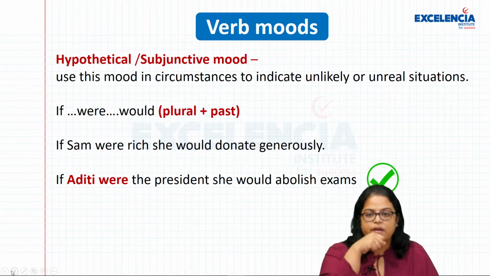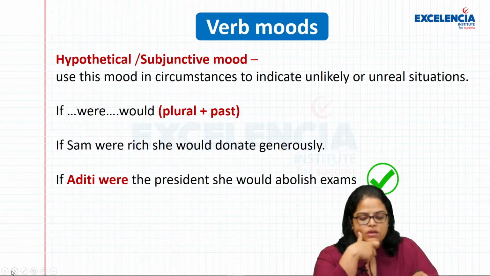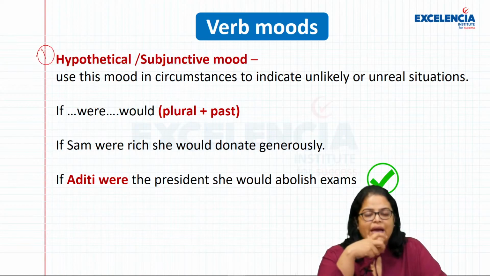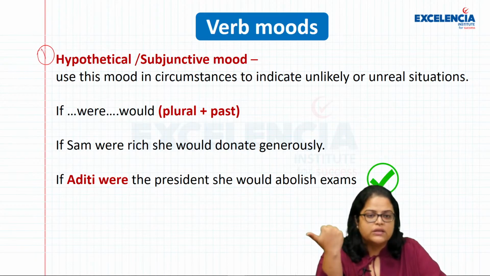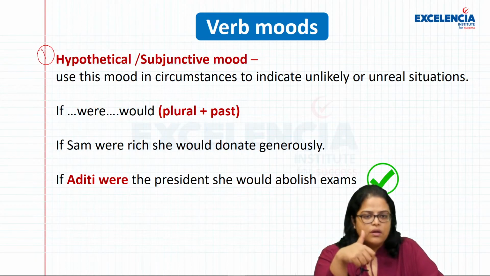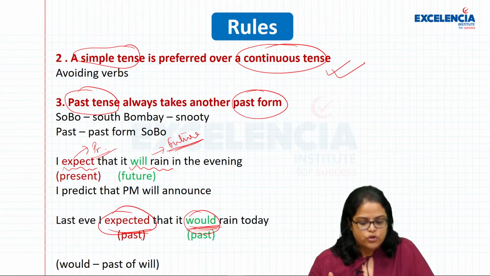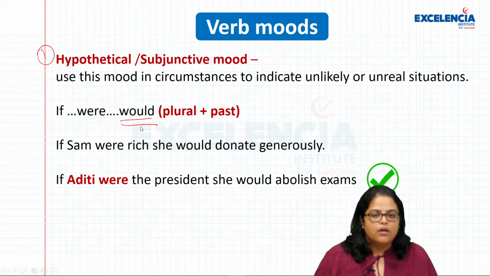Okay, another very important concept. Verbs can have tenses, and verbs can also have moods, guys. What are moods? The first mood is called the hypothetical or subjunctive mood, and that's my second usage of would. One usage of would was when I'm using a past tense, like predicting in the past for the future, as in the previous example where I said I expected that it would rain. The second use of would is in a hypothetical situation. Hypothetical situations are unreal situations, okay?